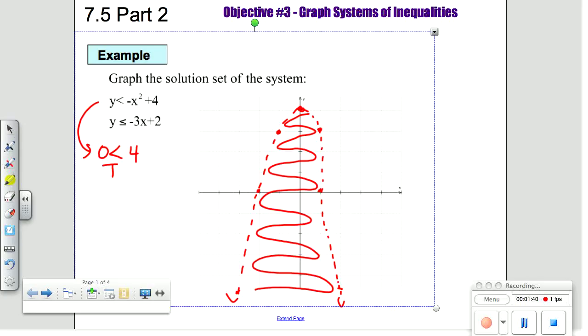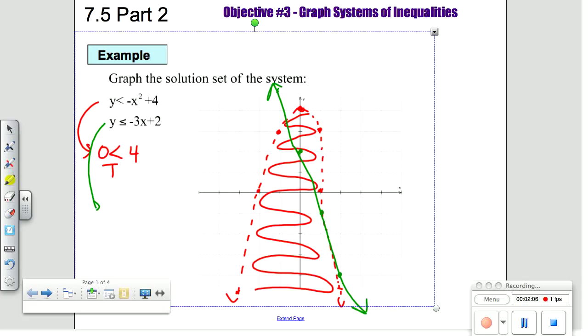Now, in green, we'll graph this other one here, this line. We'll go up to 2 and put our y-intercept. Our slope is negative 3, so we'll go down 3 over 1, and up 3 and back 1. And we're going to graph it with a solid line because of the equals. There's a great line there.